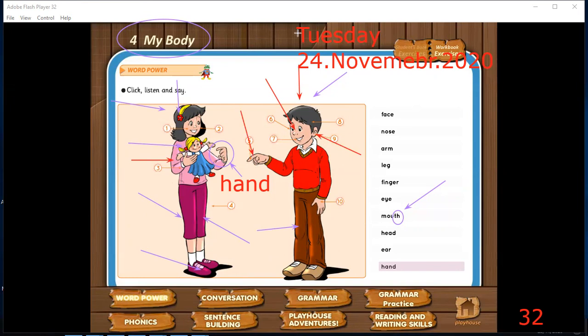Okay, teacher, this is for today. I hope you can read the words very clearly. I'm going to read the words for the last time and listen to me carefully, okay? Number one, face. Number two, nose. Number three, arm. Number four, leg. We have a short E, leg. Number five, finger. Excellent. Let's go next. Eye. Super. Mouth. T with H gives us one sound. Head. Ear. Excellent. Hand. Excellent. Super.